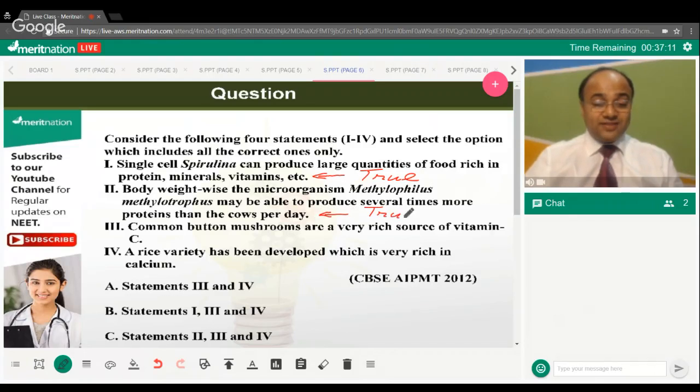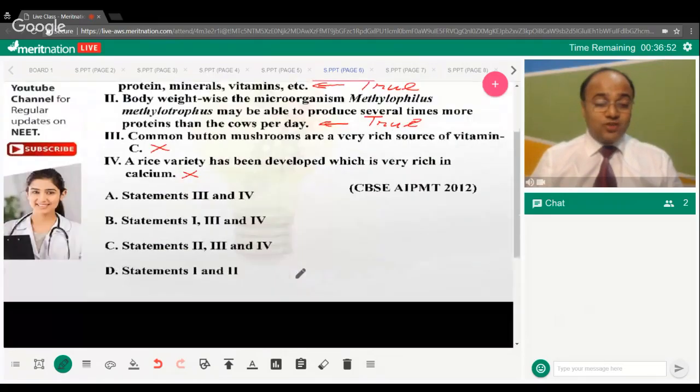So my correct answer should include definitely these two options. Common button mushrooms are not a rich source of vitamin C. This option is false. Whereas a rice variety has been developed, which is very rich in calcium. This statement is also false. So over here, option D is correct.